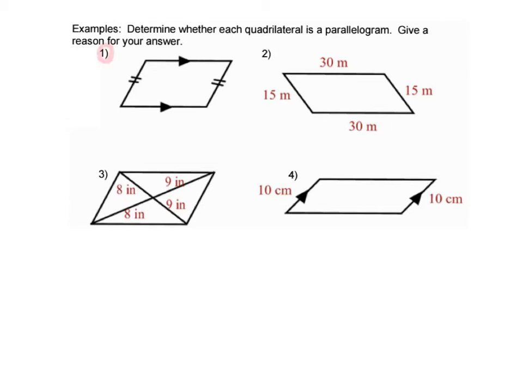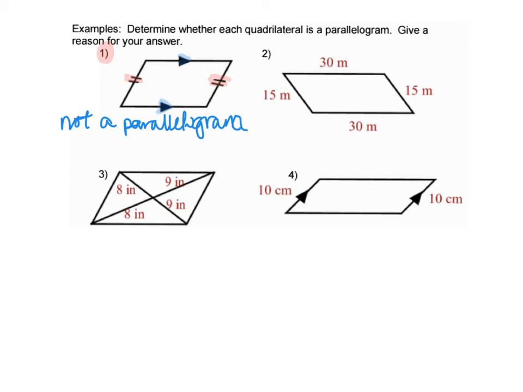So looking here at this first one, I see some tick marks for some congruent. So I've got one pair of opposite sides, and then I've got an opposite pair of sides that are parallel. So in this case, it's not necessarily a parallelogram. We don't have enough information yet to see if that's a parallelogram.